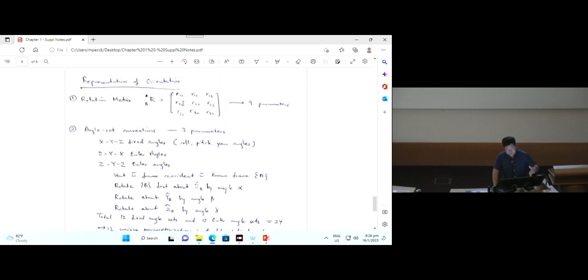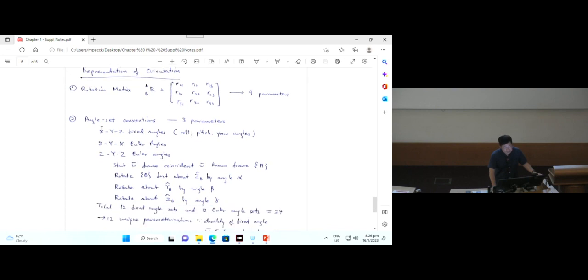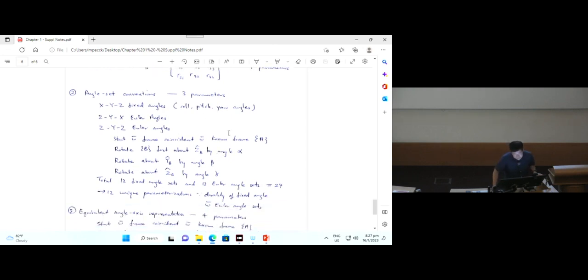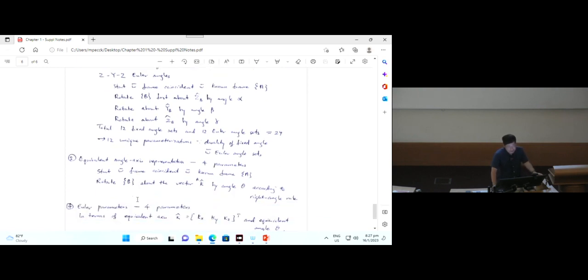So this is a quick summary of what we've gone through on the different representations. So for rotation matrix A, B, R, you have 9 parameters altogether. The angle set convention, you can have 3 parameters. So x, y, z is roll pitch yaw angle, also known as yaw pitch yaw angle. They are altogether 12 fixed angle sets and 12 Euler angle sets, so altogether 24 of them.